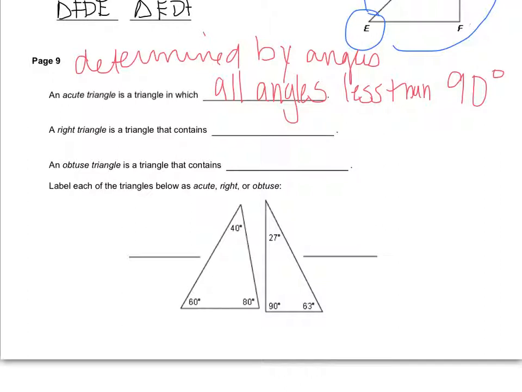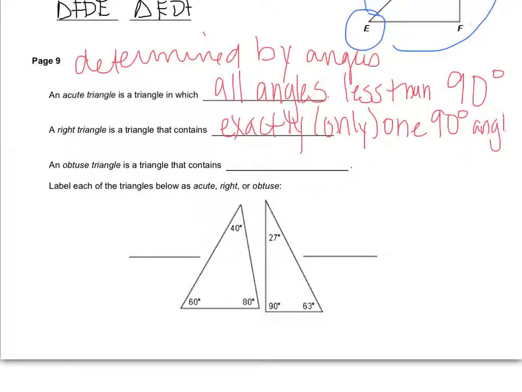A right triangle is a triangle that contains exactly, meaning only, one 90-degree angle, or one right angle. And an obtuse triangle is a triangle that contains one angle, and only one, that is greater than 90.